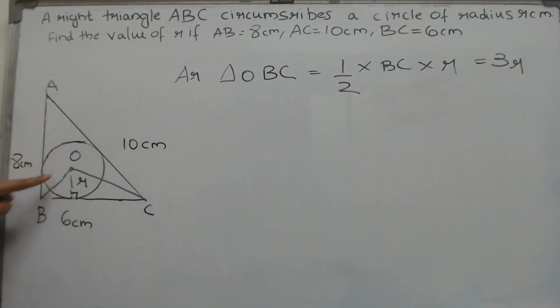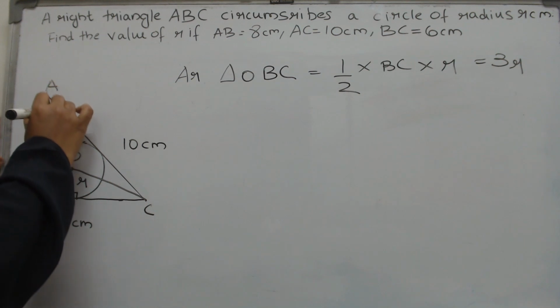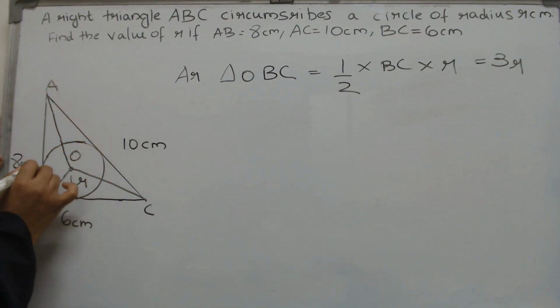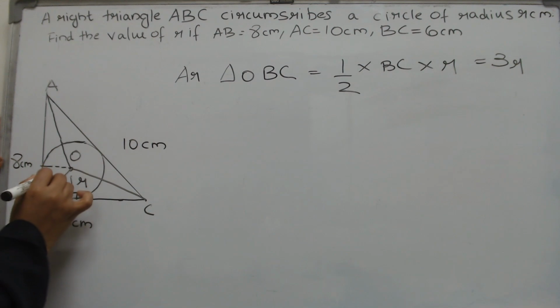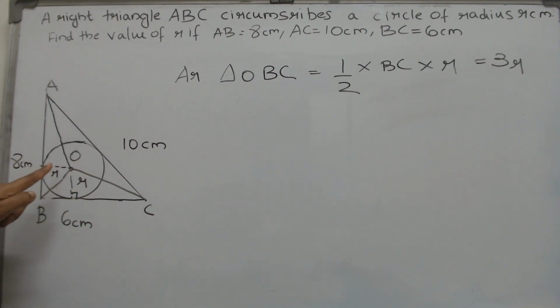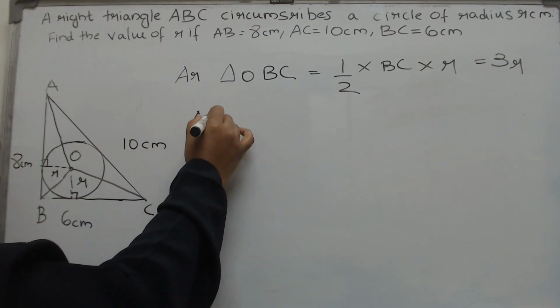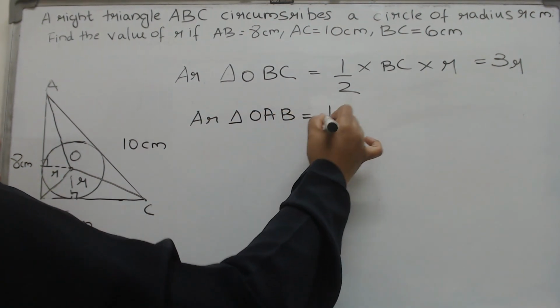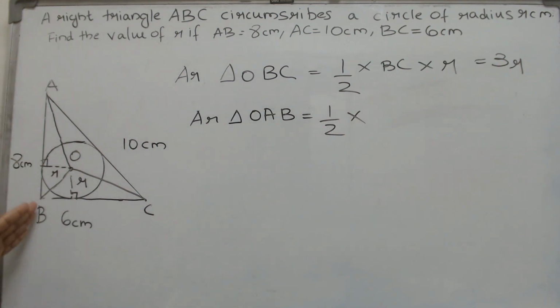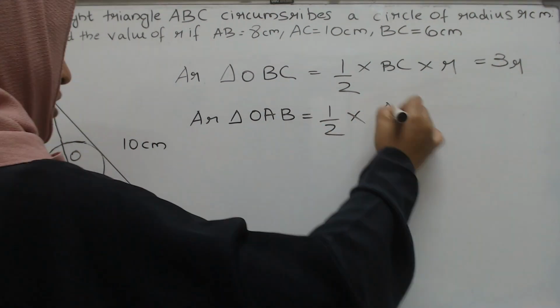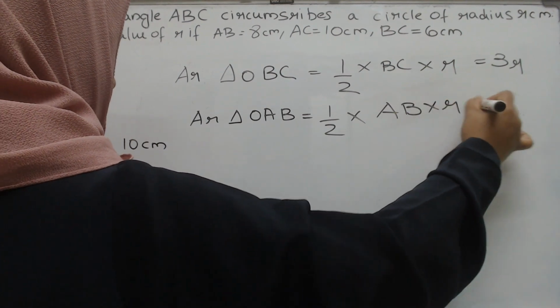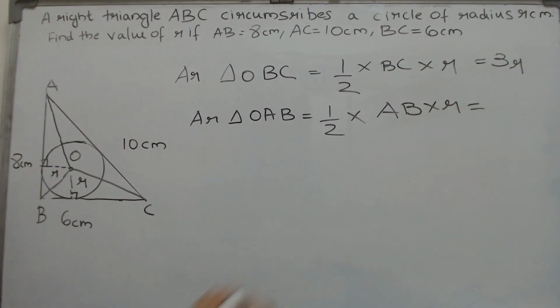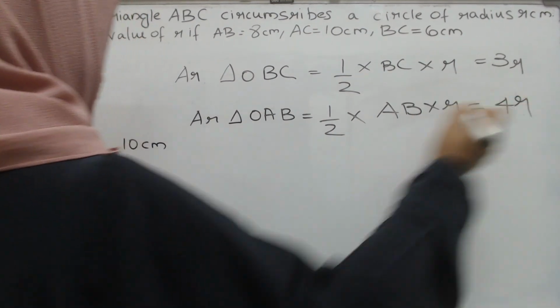Now keep OB as it is and join OA. Again, construct the radius here. What do you see? At the point of contact, the radius and the tangent are perpendicular to one another. Then, what is the area of OAB? It is again half into base. But now the base is AB. So, AB into R. But what is AB? It is 8 cm, which means this whole thing becomes 4R.